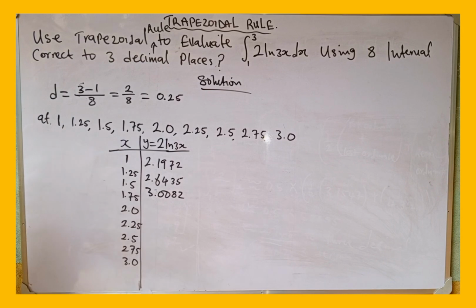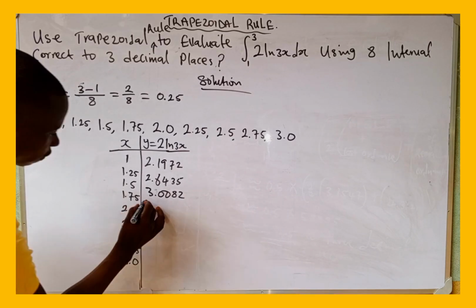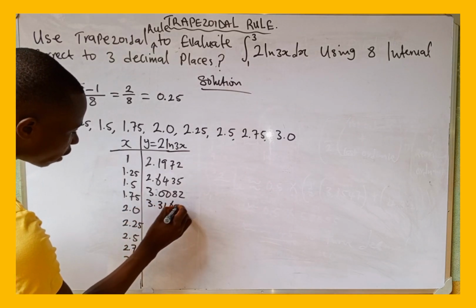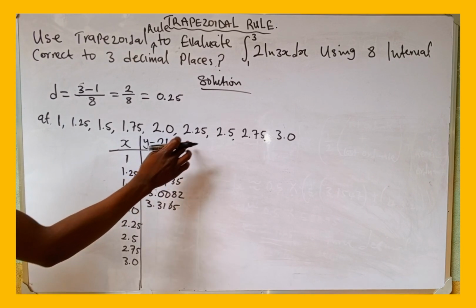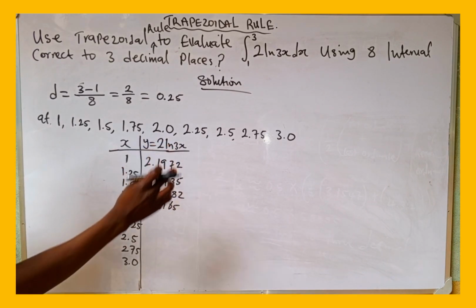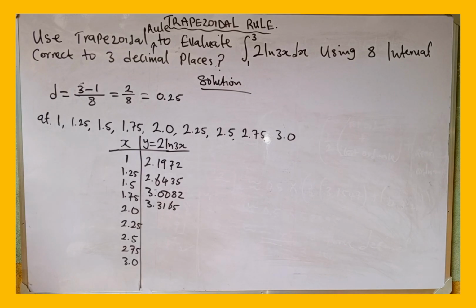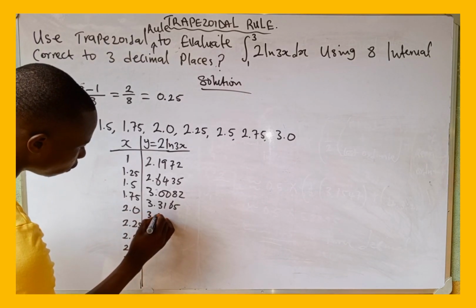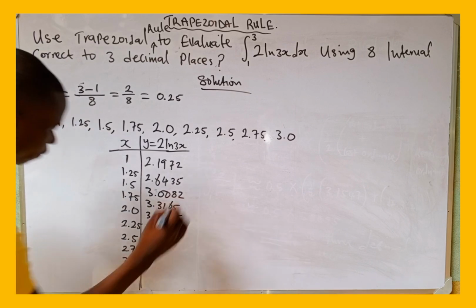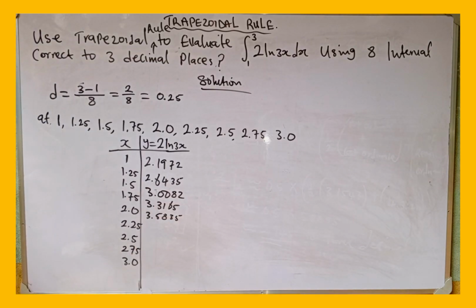3.0082. So the next one is 1.75. Plug in there also, press equal to, we are going to have what? 3.3165. Also, the next one is 2. Plug in 2 here. So 3 multiplied by 2 is 6. Then 2 ln 6, we are going to have what? 3.5835. So the next one is 2.25.